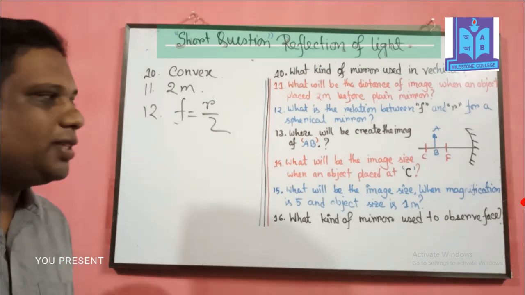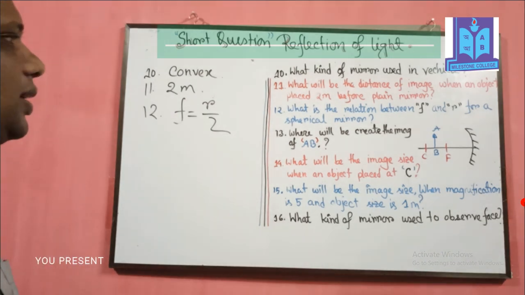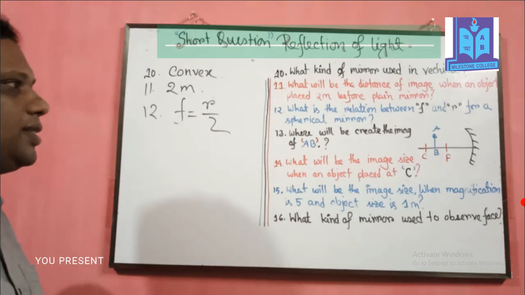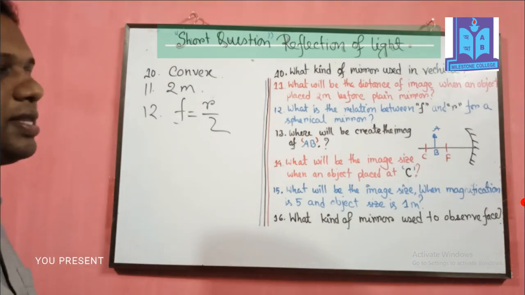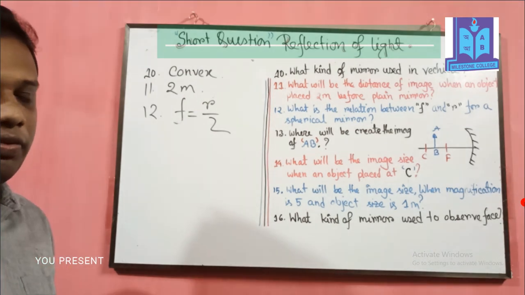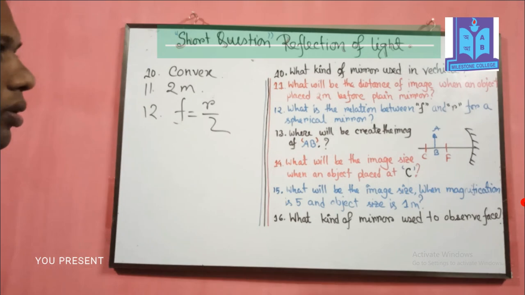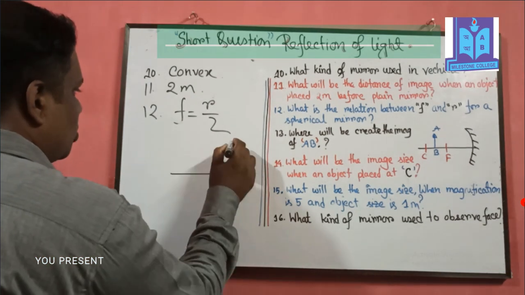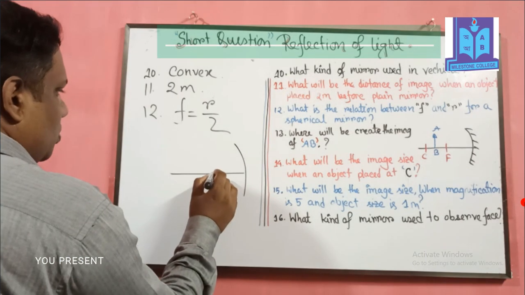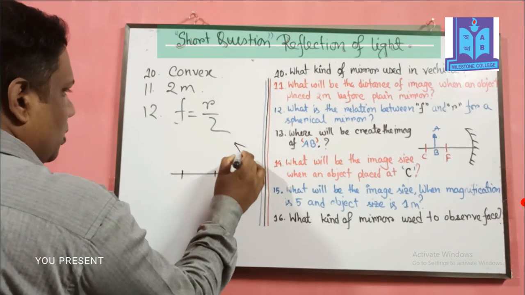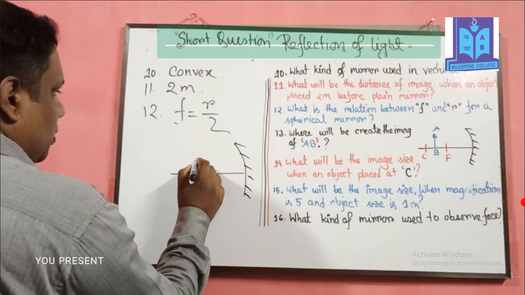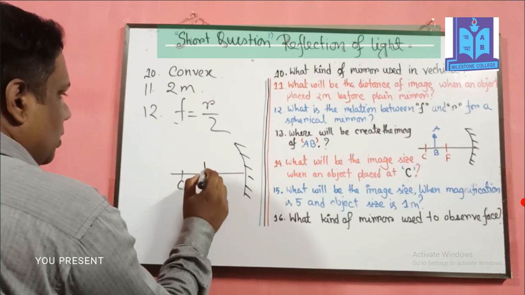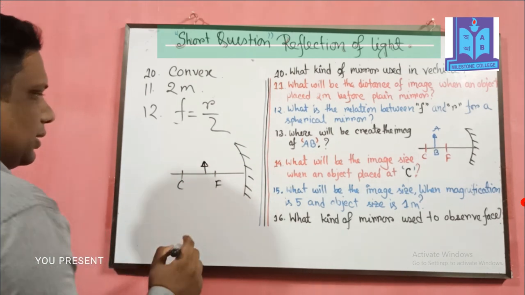Now my dear students, where will we create the image of AB? Here the place of object is in between center of curvature and principal focus. So we have to draw the figure geometrically, where we can take two portions C and F here, and then object AB.